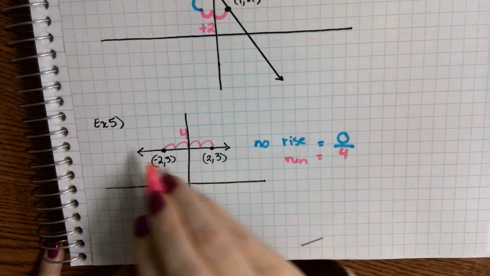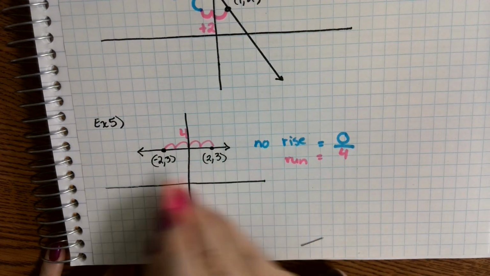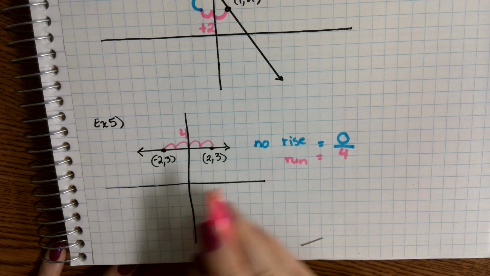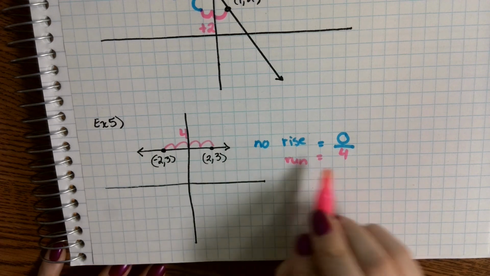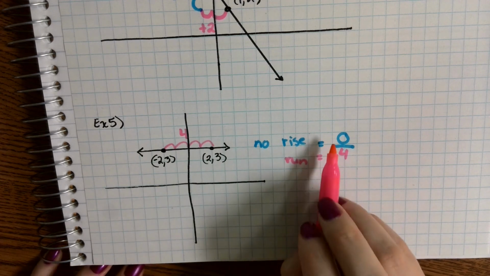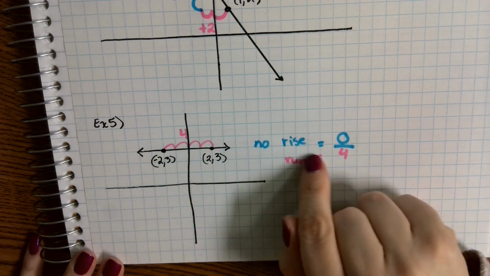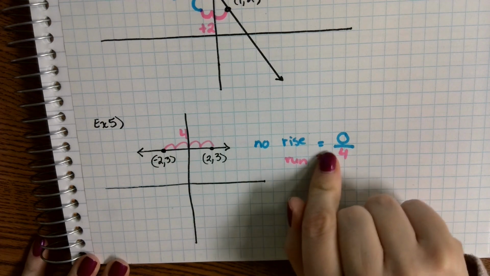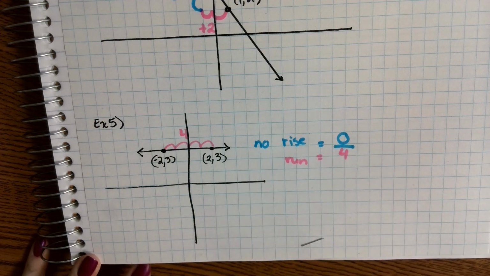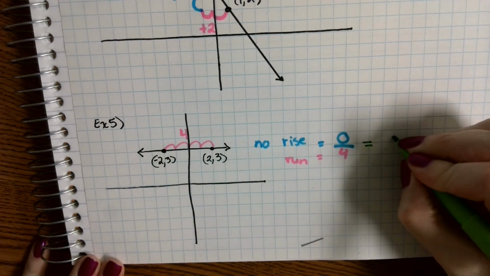But I could also say I can move 1 spot. I can move 7 spots. I can move 20,000 spots. It doesn't matter how much my run is, because of the fact that my rise is 0. 0 over any non-zero number is going to give you a 0 for your answer.